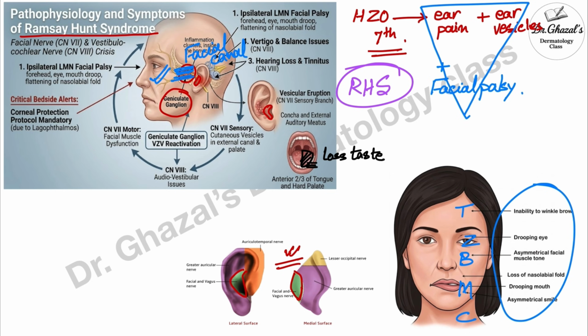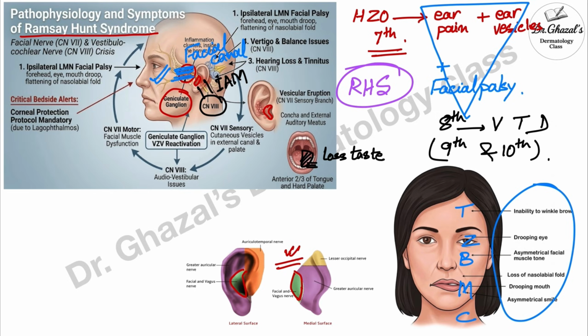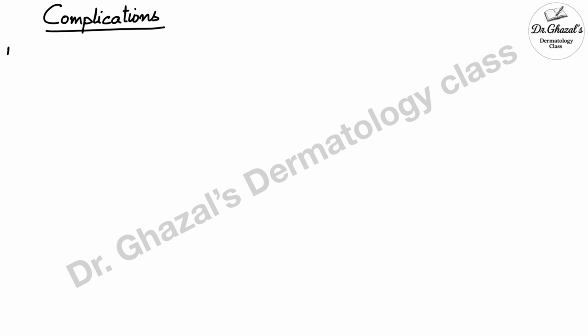When the inflammation is severe enough to cause inflammation at the internal auditory meatus, the eighth nerve will also get involved, the vestibulocochlear nerve, leading to vertigo, tinnitus and deafness. The ninth nerve, that is the glossopharyngeal nerve, and the 10th nerve, which is the vagus nerve, might also get involved in the inflammation.